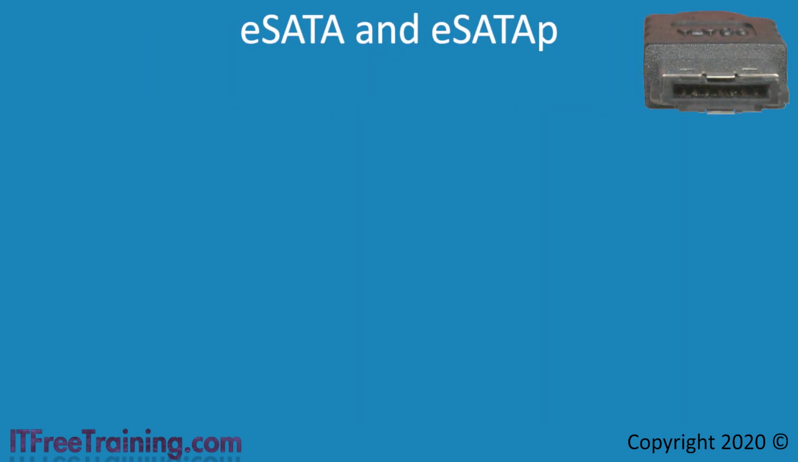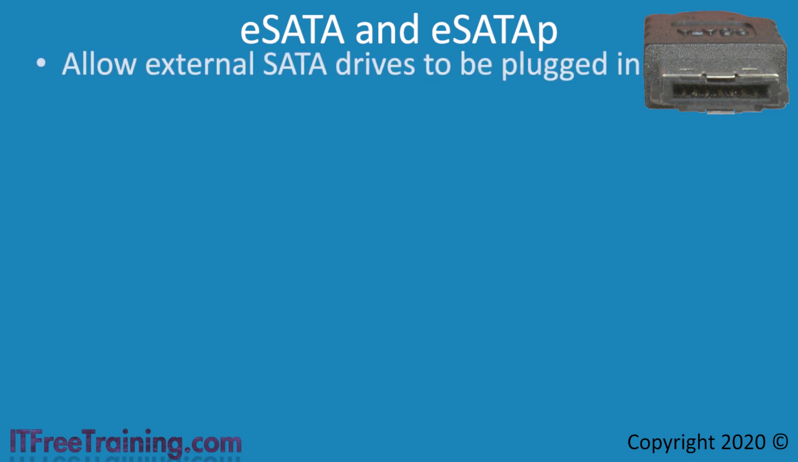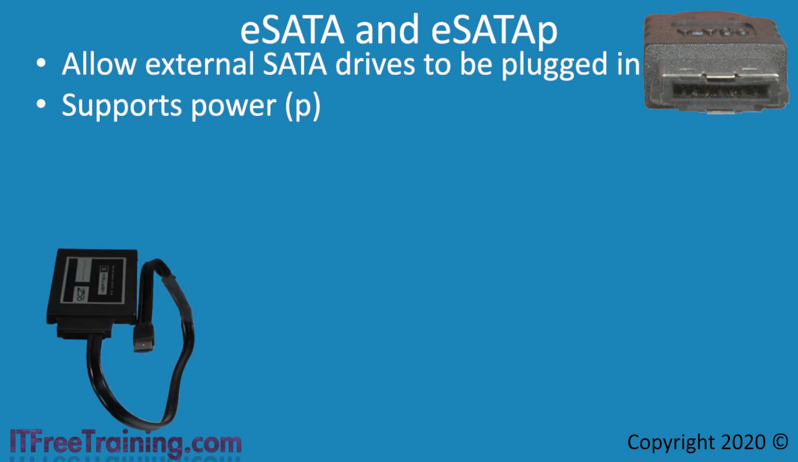The next connector I will look at is the eSATA connector. The eSATA connector allows an external SATA drive to be plugged into the computer. There are two different versions of eSATA, and these are eSATA and eSATA-P. The P simply means it supports power. The addition of power means that using an eSATA plug with a cable that supports power as shown can be used to connect data and power to an external drive.